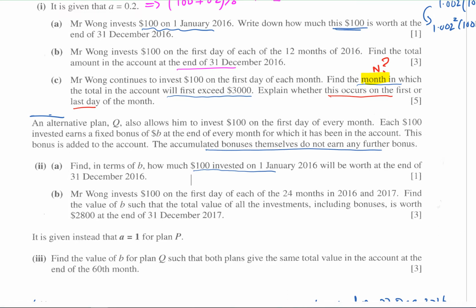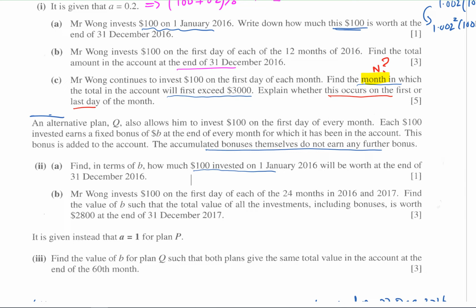For this one, I'm not going to write too much because I think it is very clear. So you put $100, I place this $100 on the 1st of January. End of January, I get B dollars as bonus. End of February, because I still have an account of $100, I get another B. End of March is another B. So I keep on receiving B dollars as bonus at the end of every month, and I have 12 months. So I get 12B as bonus, 1B for the end of every month because my total amount invested is still $100.